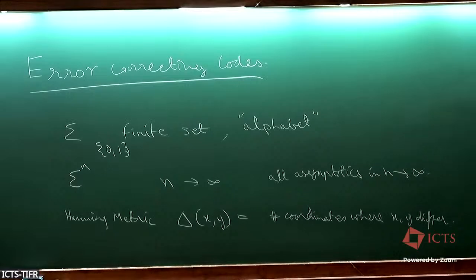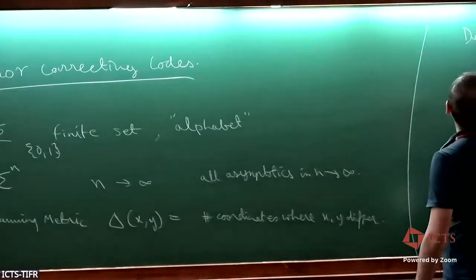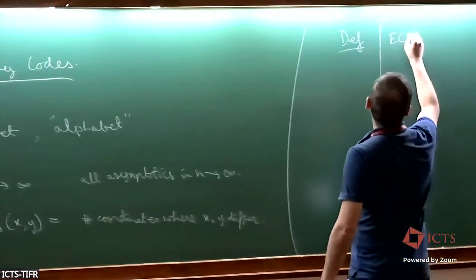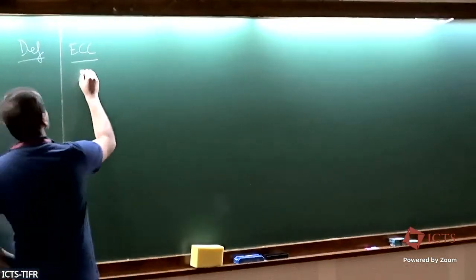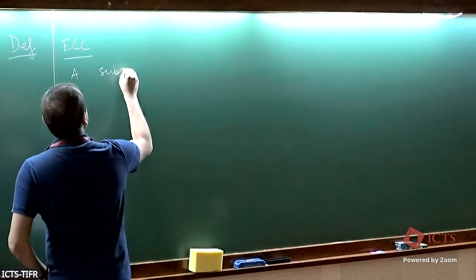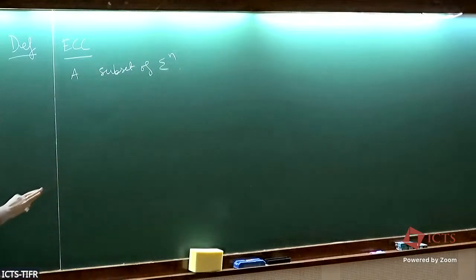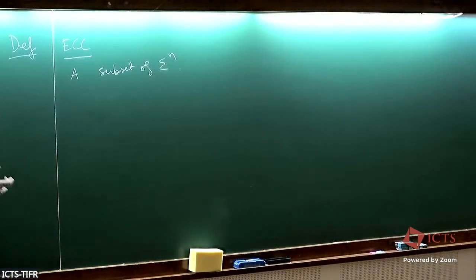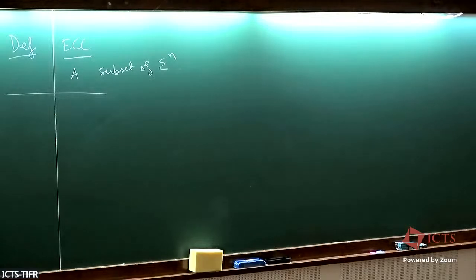Okay, and so now I'll say what an error correcting code is. This is just a definition: an error correcting code is a subset of sigma to the n. That's it. The goodness of this error correcting code will depend upon some properties of it, but for now this is just it, a subset of sigma to the n. There are no errors inside, there's no correcting inside. It's just a set for now.